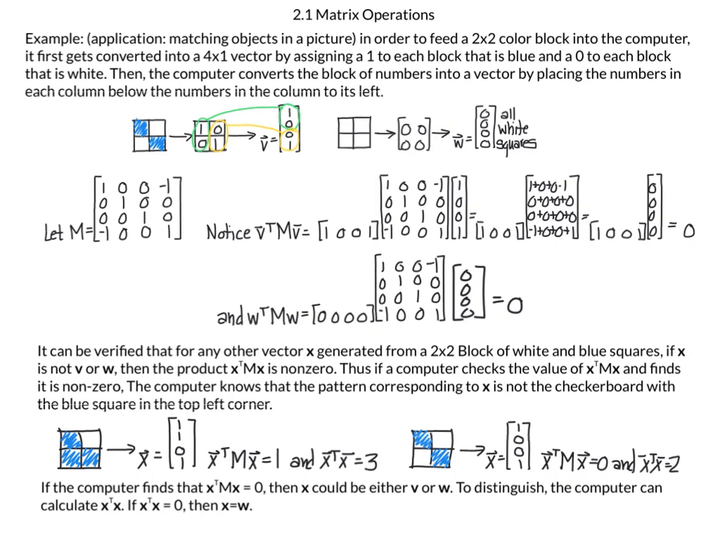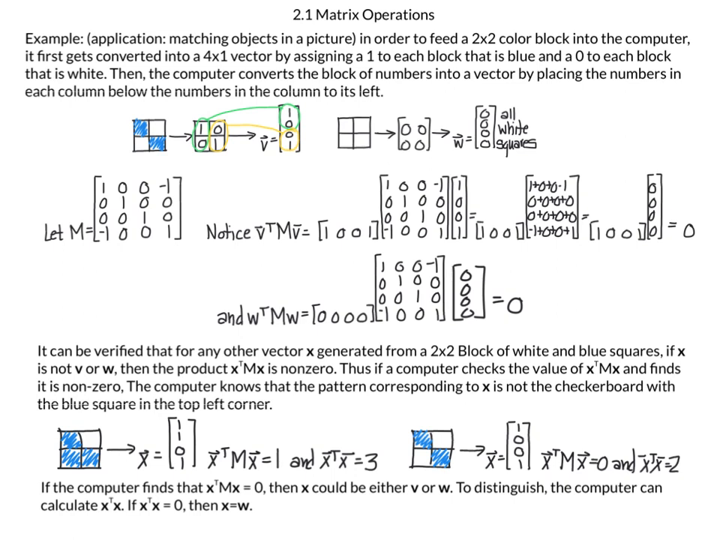So x transpose Mx here is equal to 1. So you can see it's non-zero. And in general, anything that's not this checkerboard or not white is non-zero. But I also calculated, not that it was my idea, but the book said to calculate x transpose x, and that's equal to 3. And if you calculate x transpose x for the checkerboard, that's equal to 2.